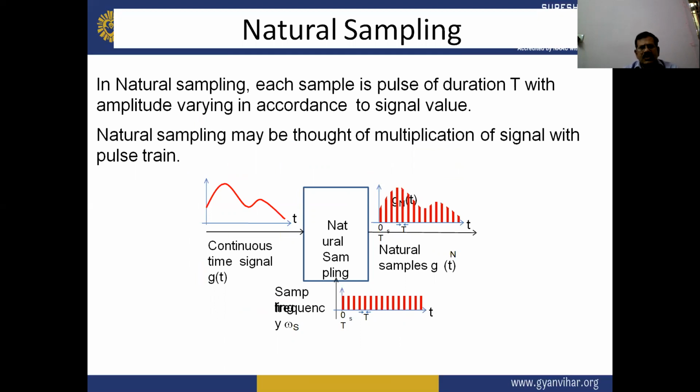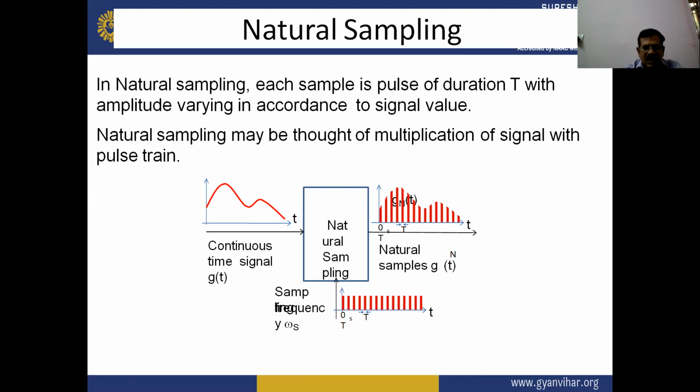Next one is natural sampling. In natural sampling, each sample is a pulse of duration t with amplitude varying in accordance with the signal value. Natural sampling may be thought of as multiplication of the signal with a pulse train.